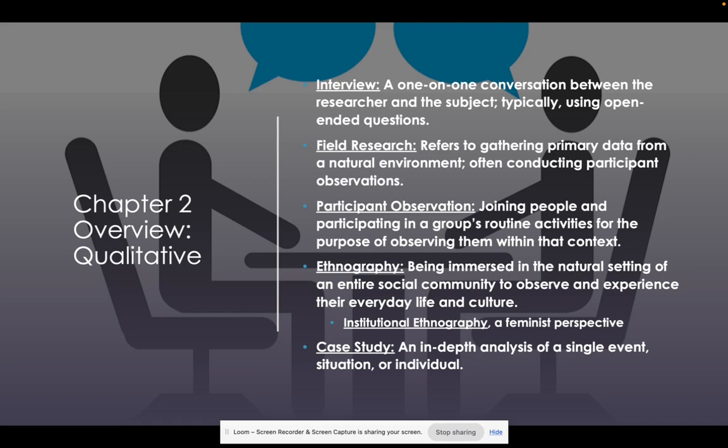And I would also say field research, participant observations, and ethnography are most popular in the field of anthropology, but all people in all different social science fields utilize these research methods. And then your textbook authors in this chapter actually drill down even further and talk about institutional ethnography, which is one type of ethnography.